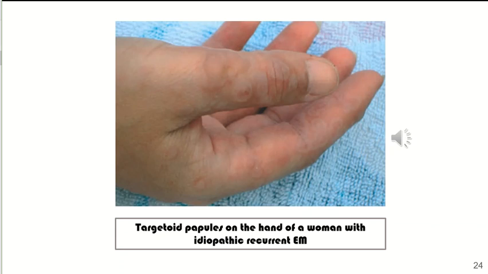hand of a woman with idiopathic recurrent erythema multiforme. As we said, the idiopathic erythema multiforme is the erythema multiforme which presented or occurred without a specific reason.